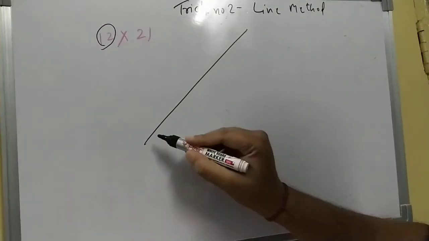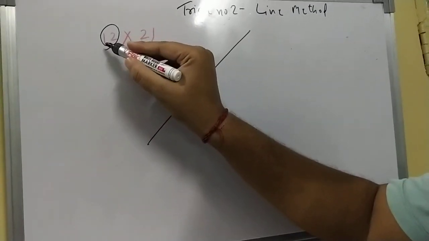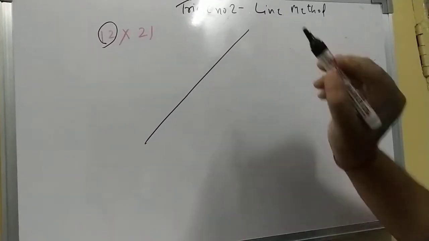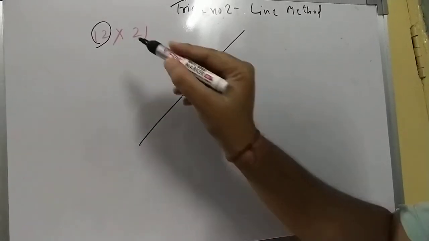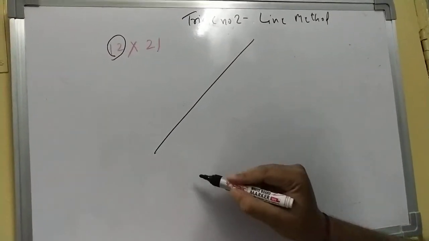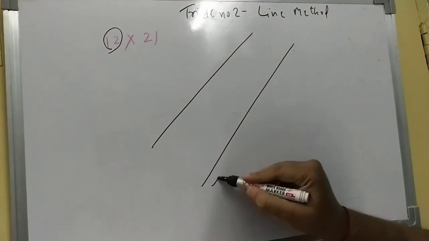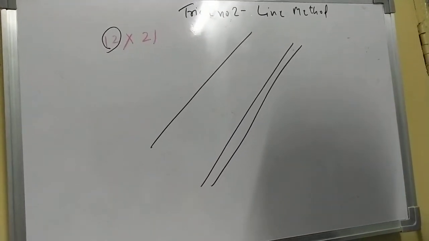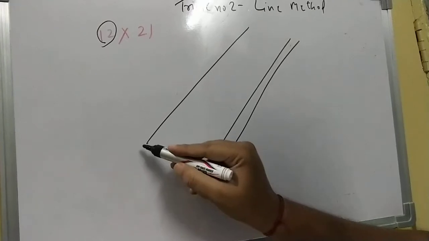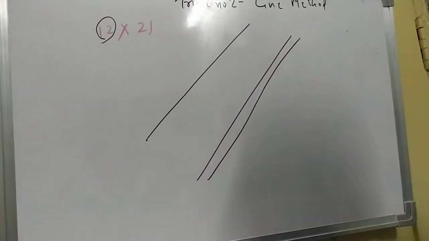12. So first digit is 1. So you have to draw one line in this fashion. The next number here is 2. Parallelly, we will draw 2 lines. So now 12 is represented by one line and then 2 lines.